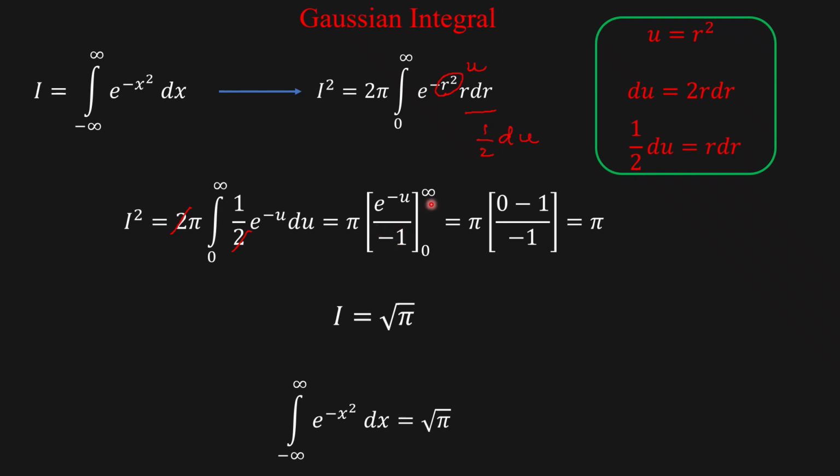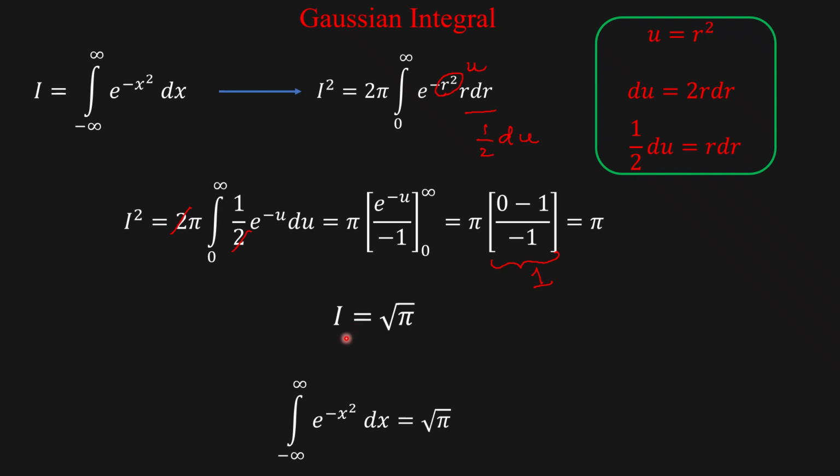So now you apply the limit infinity to 0. If you apply the upper limit, e power minus infinity is equal to 0, and e power 0 is 1. So 0 minus 1, then minus 1. So the term inside the bracket is minus 1 divided by minus 1, which is plus 1. So this I squared will become pi.